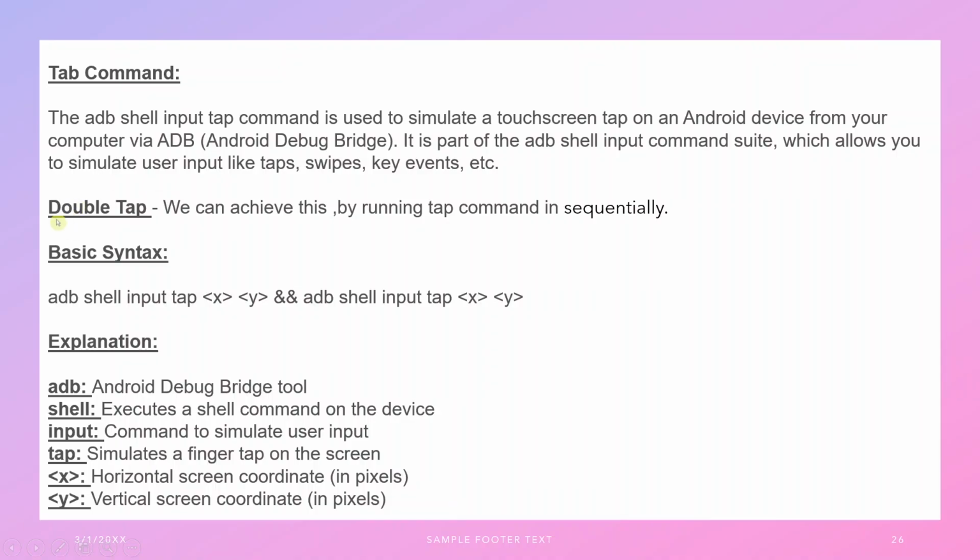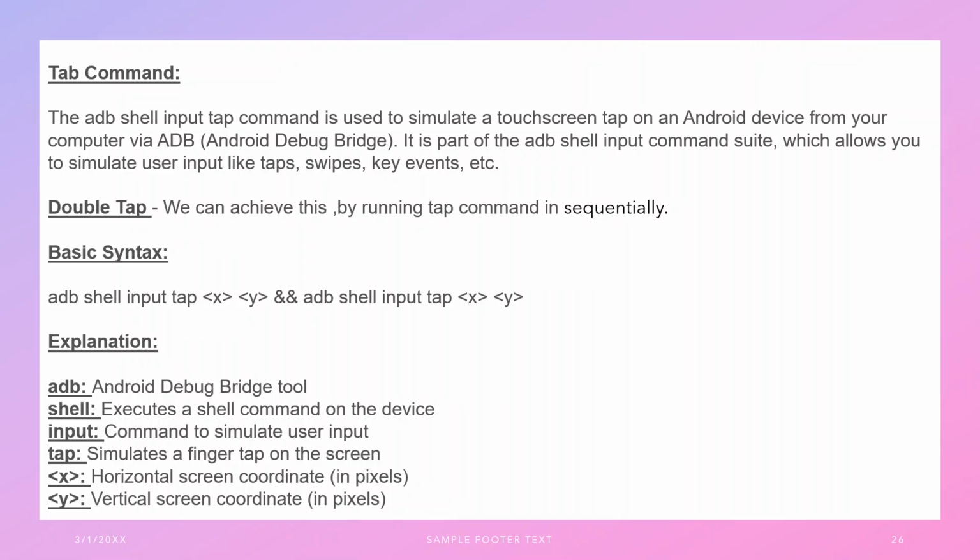To achieve the double tap, we can run the tap command sequentially. Means I am performing the tap command twice in sequence, as a single unit. So the basic syntax will be adb space shell space input space tap. I have to provide the x and y coordinates, where exactly I have to perform the tap.